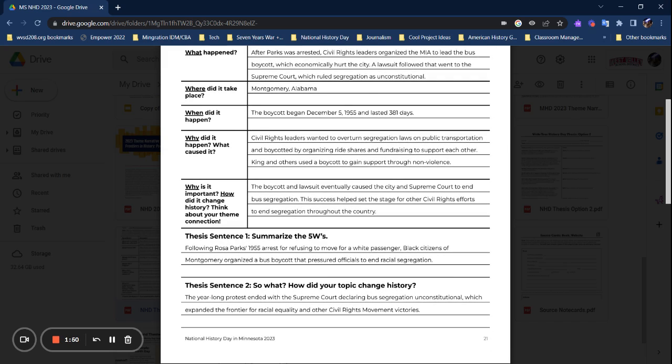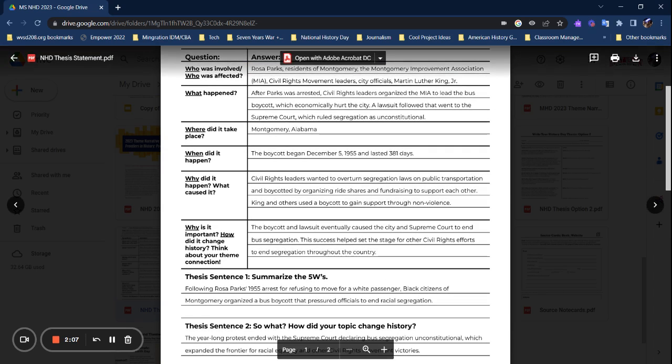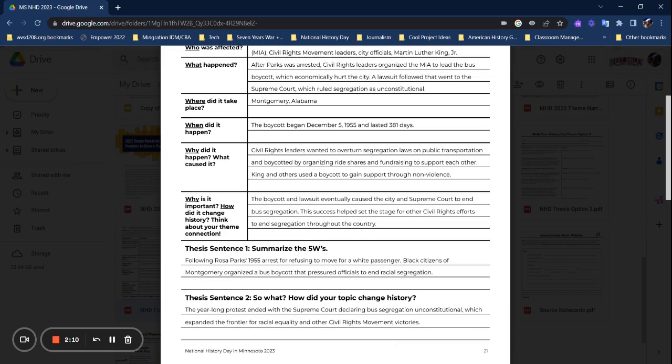So you get down here to the bottom 2 parts. The thesis sentence, you summarize the 5 W's. So following Rosa Parks' 1955 arrest for refusing to move for a white passenger, Black citizens of Montgomery organized a bus boycott that pressured officials to end racial segregation. Okay, that's not including all of this information, but it's including the most important parts that kind of mush it together. So the second sentence is how did your topic change history? The year-long protest ended with the Supreme Court declaring bus segregation unconstitutional, which expanded the frontier for racial equality and other civil rights movement victories. So that is the beginnings of a good thesis statement.